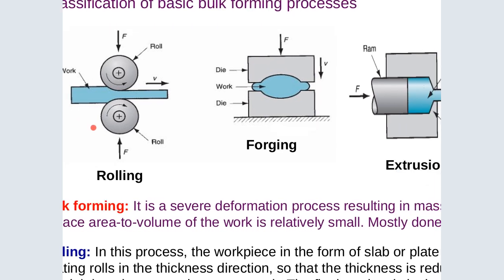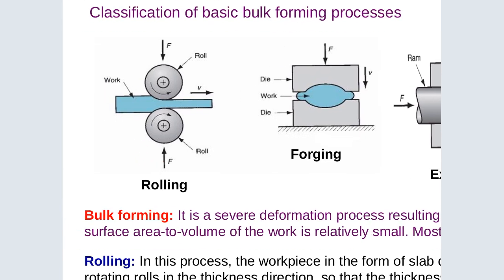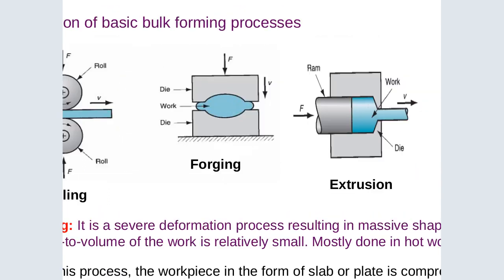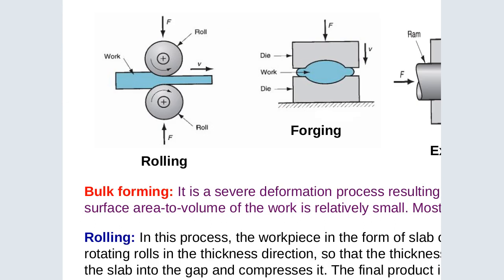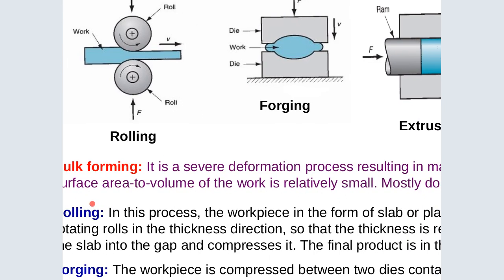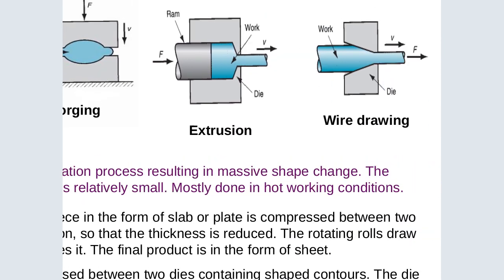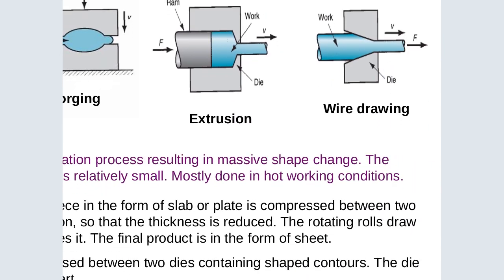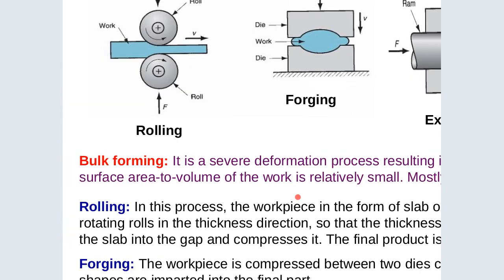So when we go further now to the classification of the basic bulk forming process, we start with the bulk forming process. We say it's rolling, forging, and extrusion. So we go step by step. Bulk forming process is the severe deformation process resulting in massive shape change. It really changes the object from its shape to another thing.